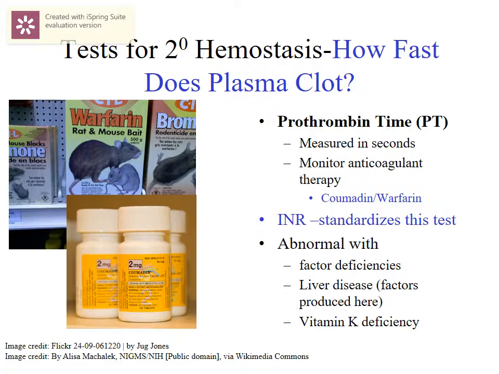We also have the prothrombin time, or PT test. You might have noticed in the coagulation cascade picture that there were two branches ending in a common branch. The prothrombin time test measures different coagulation factors than the APTT. It's also measured in seconds, and it's also used to monitor an anticoagulant. The anticoagulant measured by the prothrombin time is Coumadin. Coumadin is a very common anticoagulant.